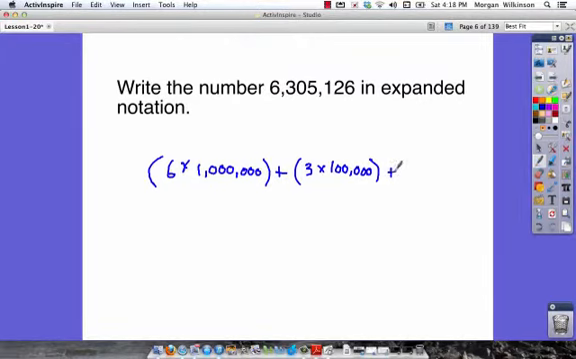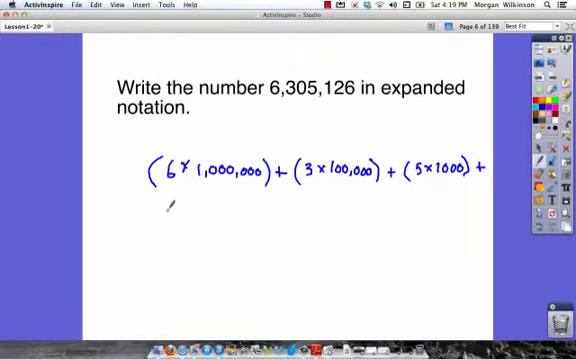Then after that we have 0 10,000s. So when we have 0 10,000s, we don't need to say anything because there's 0. Then if we look next, we have 5 thousands. So that's going to be plus 5 times 1,000. You can see why it's called expanded notation, because everything is much bigger. We're saying the individual place values.